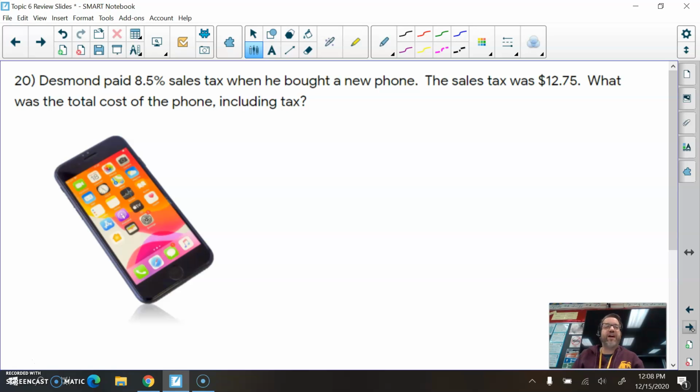Desmond paid 8.5% sales tax when he bought a new phone. The sales tax was $12.75. What was the total cost of the phone, including tax? We're looking for the total cost of the phone, including tax. Now, I know the amount of the tax is $12.75, and I know the sales tax rate is 8.5%.